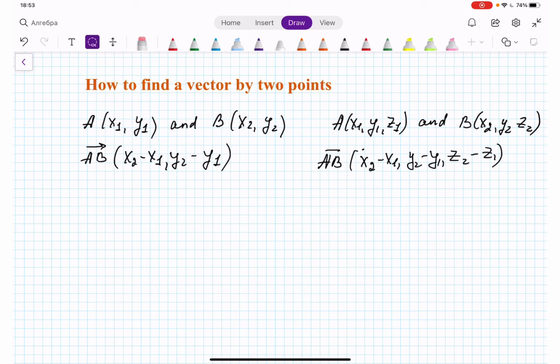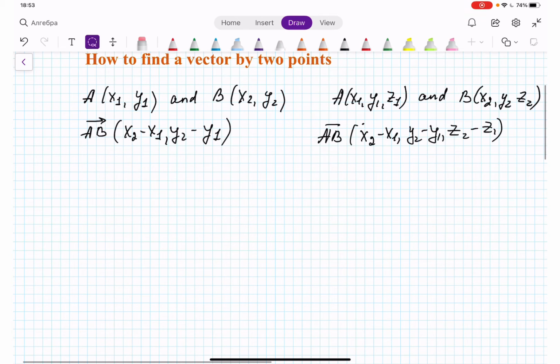what you have to do is, from the coordinates of the end of the vector, subtract the corresponding coordinates of the beginning of the vector. So coordinates of the end minus coordinates of the beginning. Okay? So let's do examples. Example 1.